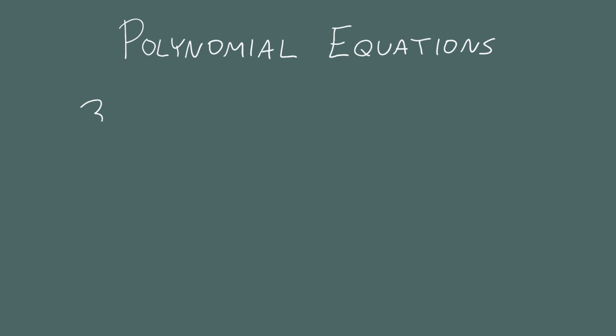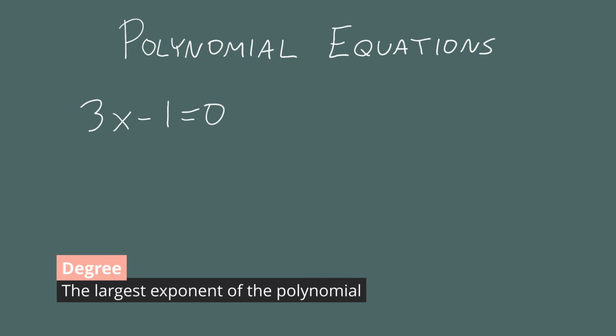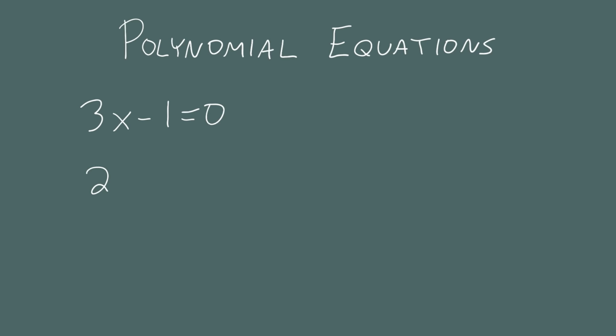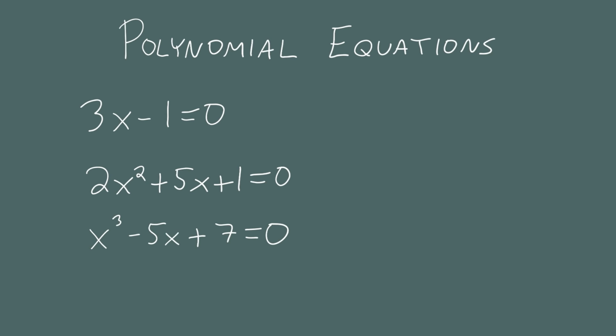For example, 3x minus 1 equals 0. The left-hand side of this, 3x minus 1, is a polynomial, and its degree is 1. Remember, the degree is the largest exponent. Another example would be 2x squared plus 5x plus 1 equals 0. Once again, the left-hand side of this is a polynomial, and the degree of this is 2 because the largest exponent is 2. Another example would be x cubed minus 5x plus 7 equals 0, and the degree of the polynomial on the left here is 3.